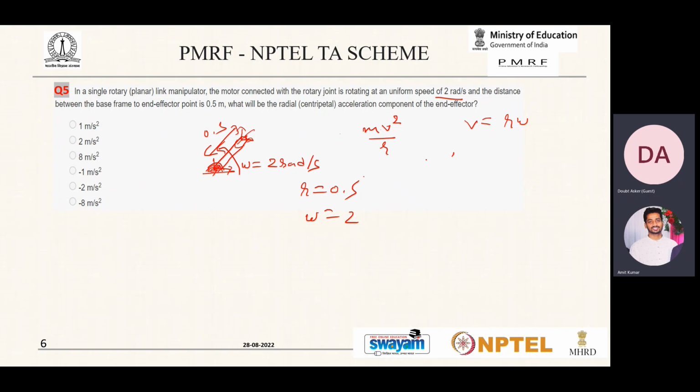Further, this is the centripetal force. So you can write Fc equals mass times r omega square by r. Now we are only interested in acceleration, so there is no need to look into the mass.